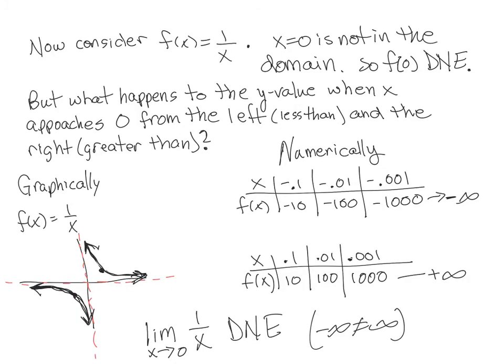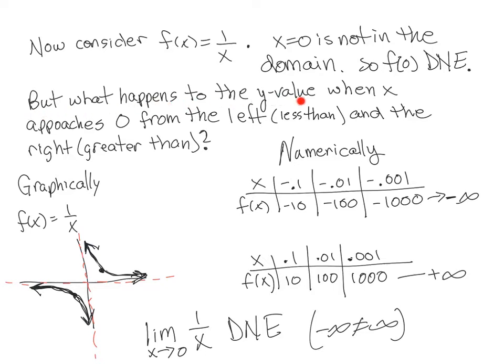Okay, let's look at a couple other situations here. Let's look at the function 1 over x. And we know we can't divide by 0, so x equals 0 is not in the domain of this function. So f of 0 does not exist. So we're either going to have an open hole or we're going to have an asymptote. But we know that if we're tracing this graph, we're going to have to pick up our pencil when we get to x equals 0. There is a discontinuity there because the function doesn't exist there.